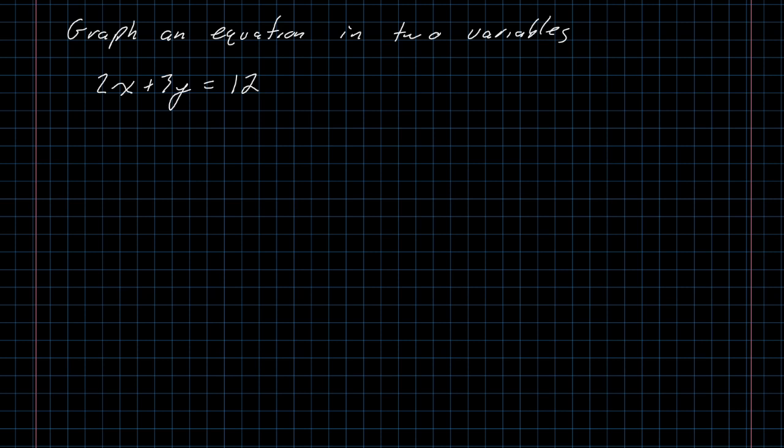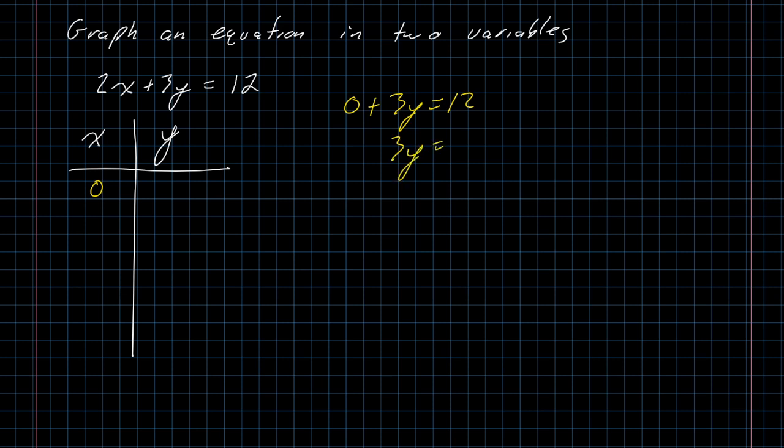One of the tools that I use for graphing, and hopefully you know more sophisticated tools for dealing with this particular equation, but I can set up a table. I can pick a value for one of these variables, plug it in, and see what happens. If I pick that x is equal to 0, then I will have 0 plus 3y equals 12, which is just 3y equals 12, and dividing by 3 gives me that y is equal to 4.